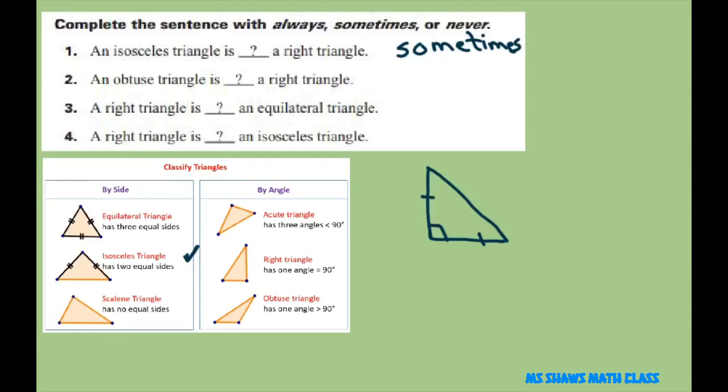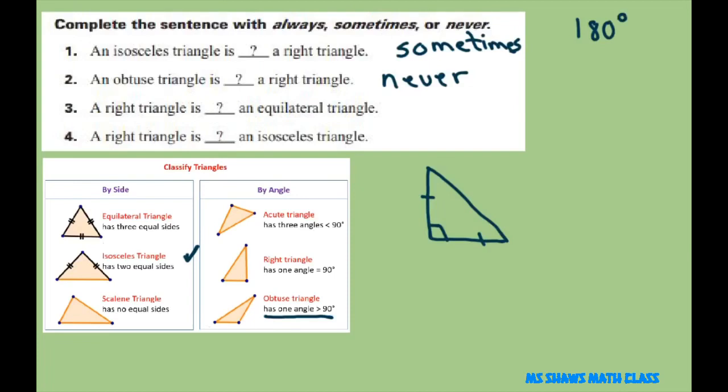All right, an obtuse triangle is a right triangle, and that's going to be never, because an obtuse triangle has one angle that's greater than 90 degrees, and if you have a right triangle, that means the other angles won't be bigger than 90 degrees because it has two more angles. And the sum of the angles has to equal 180 degrees.